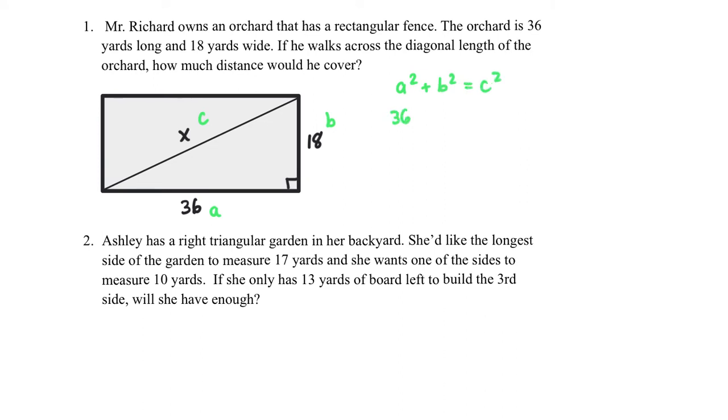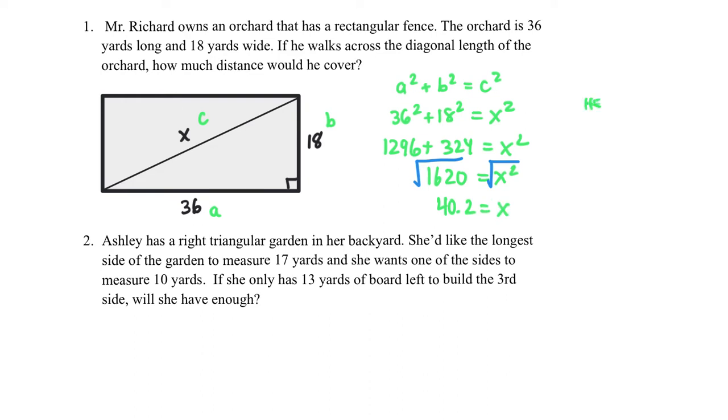I'm going to plug in 36 squared plus 18 squared equals X squared. And now I'm just solving. So 36 squared is 1,296. 18 squared is 324, and that's supposed to equal X squared. 1296 plus 324 is 1,620. We're going to take the square root of both sides. And so the square root of 1,620, we're going to round this to the nearest tenth, is 40.2.